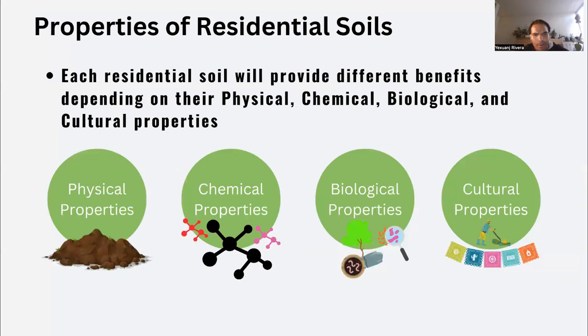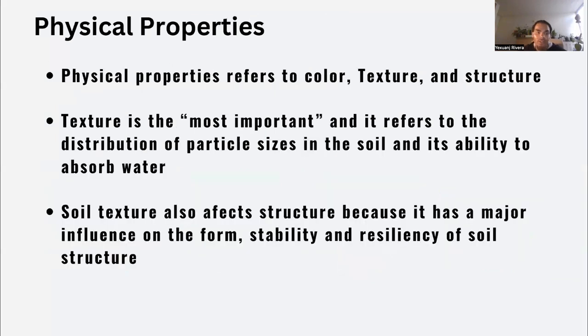Now, what are some of the properties of residential soils? Each residential soil will provide different benefits depending on their physical, chemical, biological, and cultural properties. For starters, physical properties refers to the color, the texture, and the structure of the soil. One of the most important physical properties can be referred to as the texture.